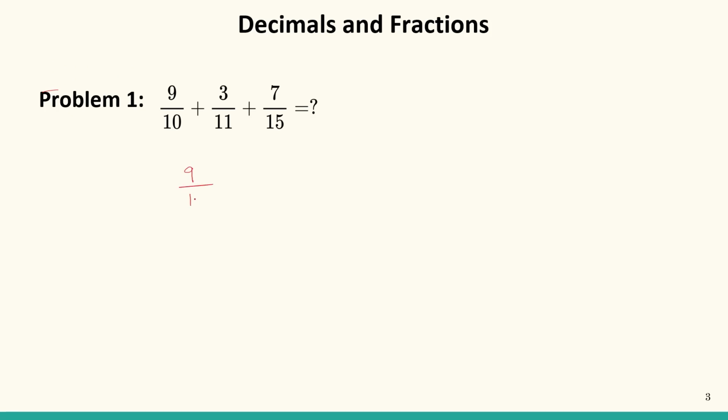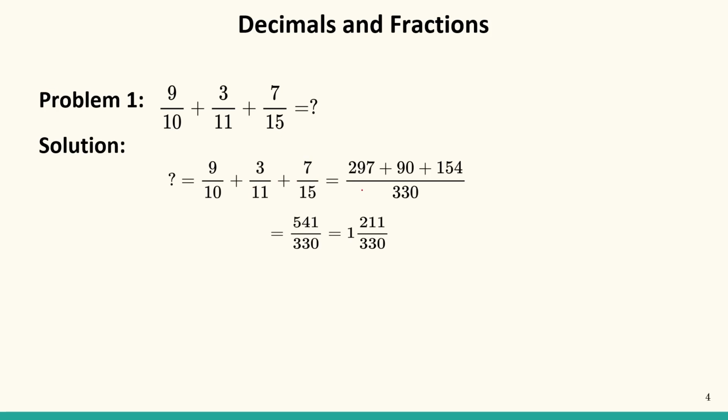9 by 10 plus 3 by 11 plus 7 by 15. So what we need to do here is take the LCM, the lowest common multiple of the denominators. Here you have 10, then 11, then 15. First, you have to find the LCM of 10, 11, 15.